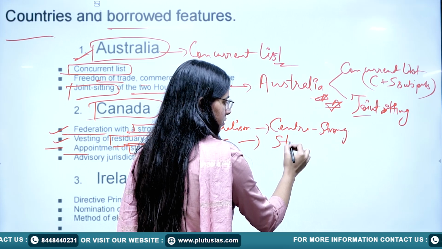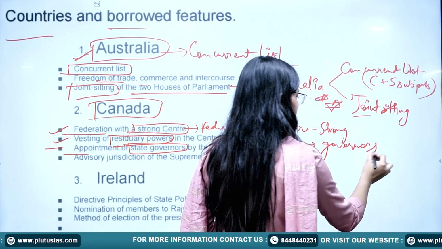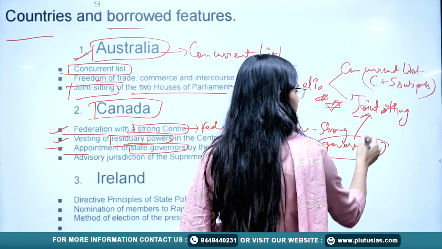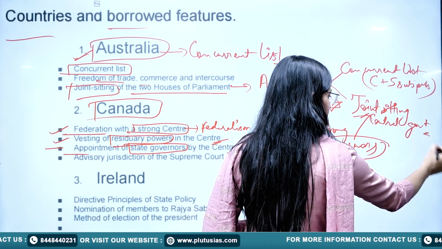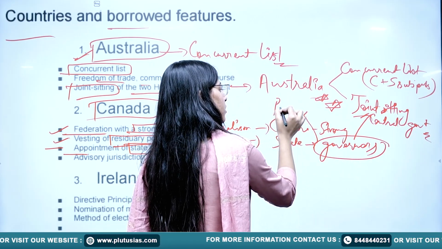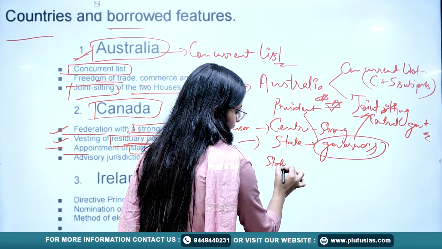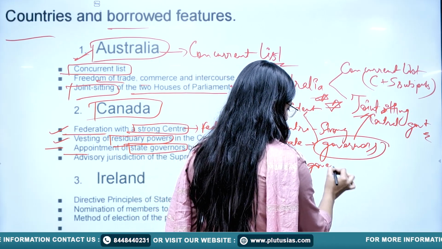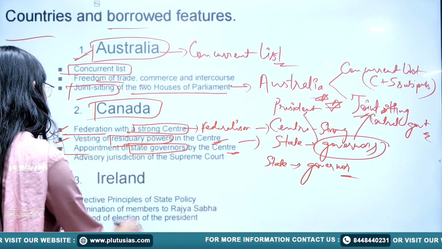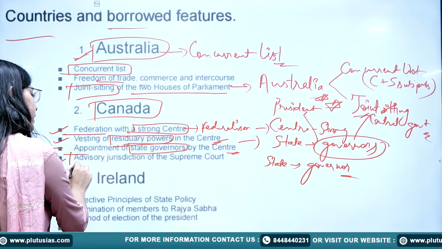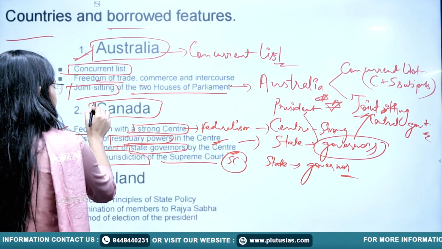In states, we have state governors, and these governors are appointed by the central government, like the president in the center. In the state, we have the governor position, which is the representative of the central government in the state. And after that, the advisory jurisdiction of the Supreme Court. These are taken from Canada.